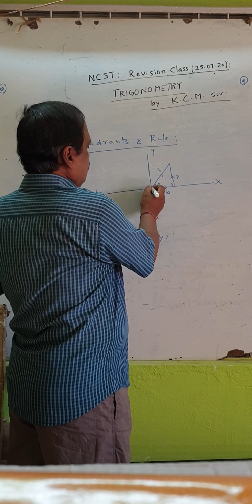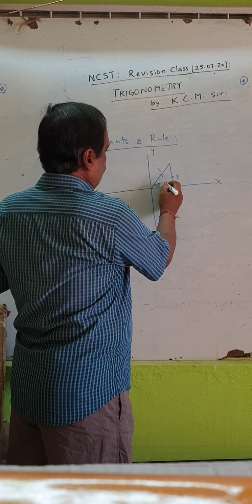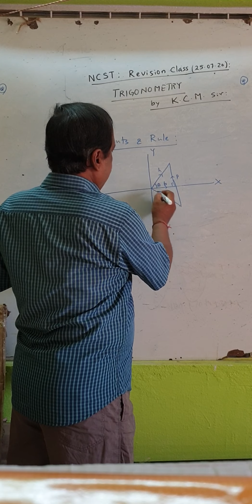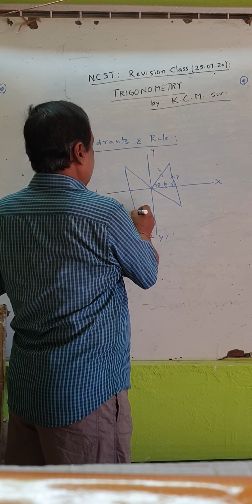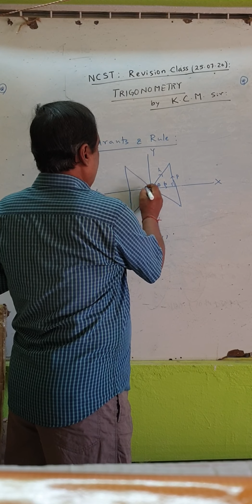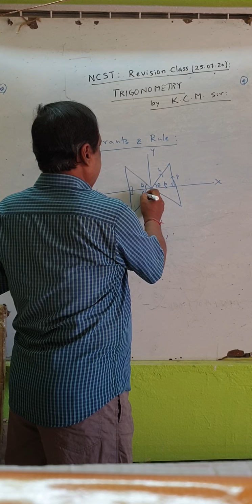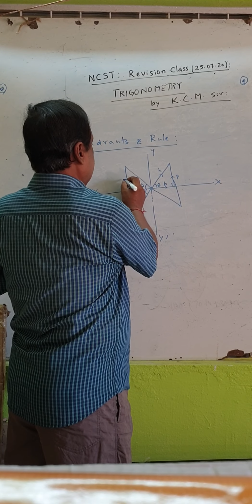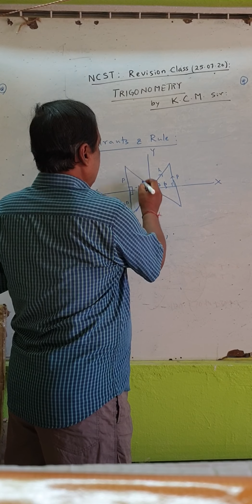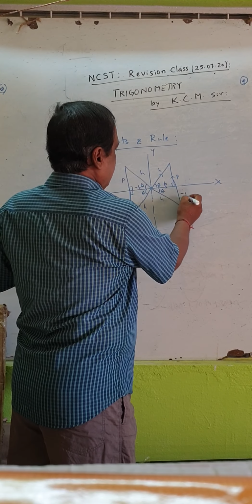So similarly, you describe here, similarly you describe here also. This is minus B, this is P. Here this is minus P. H is always positive. H is always positive. Again this is minus P.